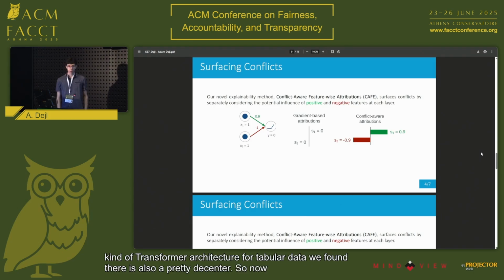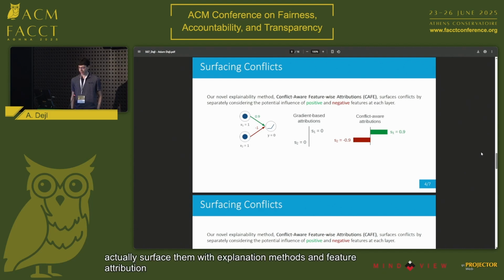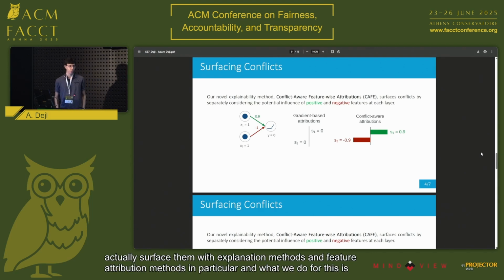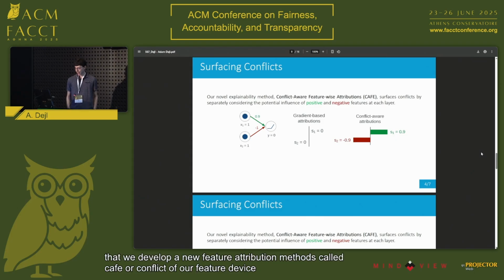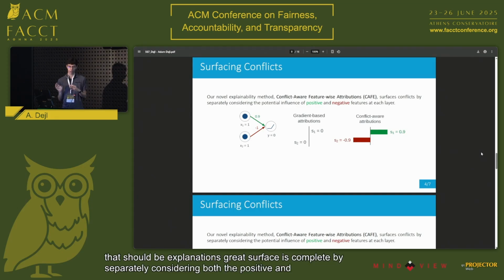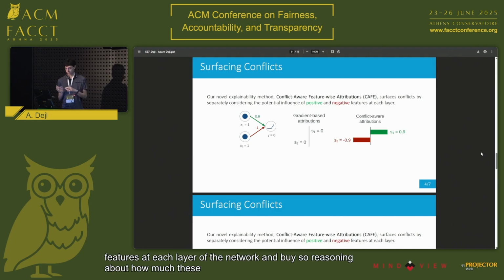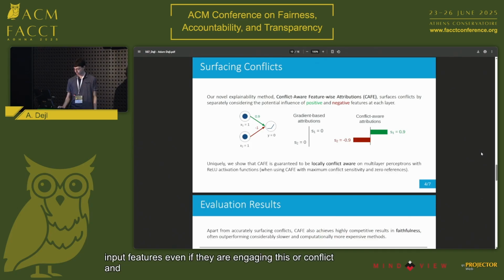So now that we can talk about conflicts, how can we actually surface them with explanation methods, and feature attribution methods in particular? What we do for this is develop a new feature attribution method called CAFE, or conflict-aware feature-wise explanations, which surfaces conflicts by separately considering both the positive and negative features at each layer of the network, and by reasoning about how much these separate positive and negative features could affect the output if they were on their own. And this, as you can see, allows us to actually give weight to the input features even if they are engaged in this sort of conflict and cancel each other out.